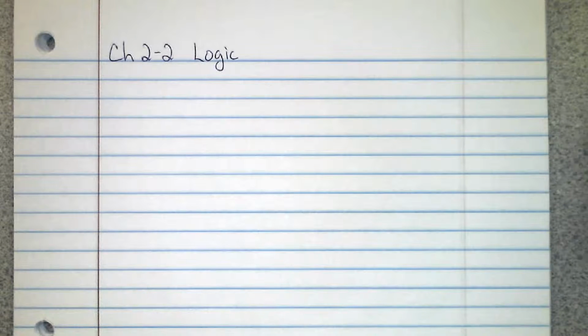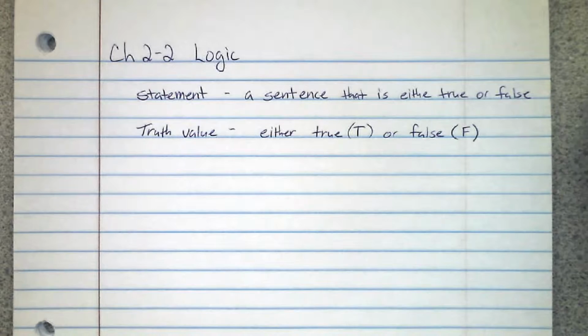Alrighty, so welcome to Chapter 2, Section 2, Logic. Okay, so first of all, a statement. A statement is a sentence that's either true or false, no in between. And each one of these statements is going to be given a truth value. You either mark it as true with a T or false with an F.